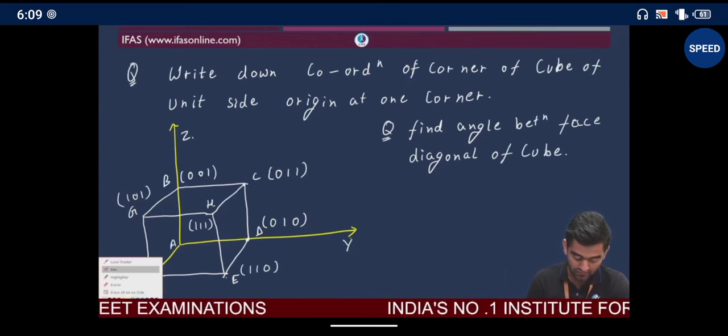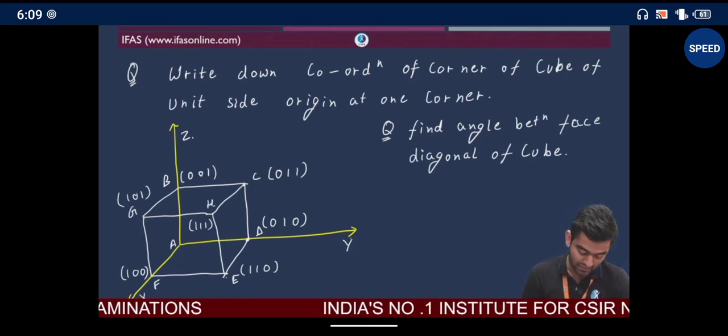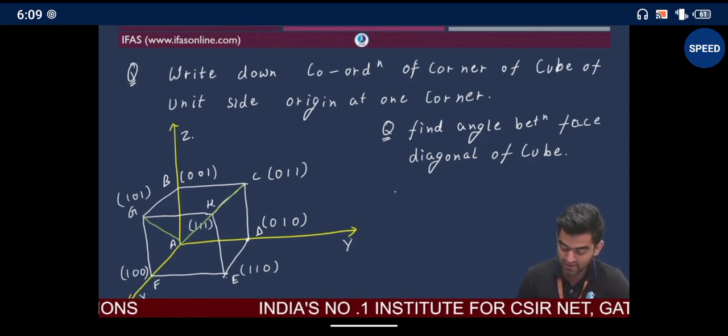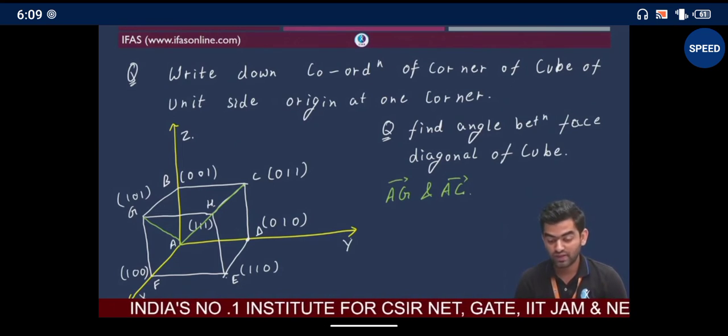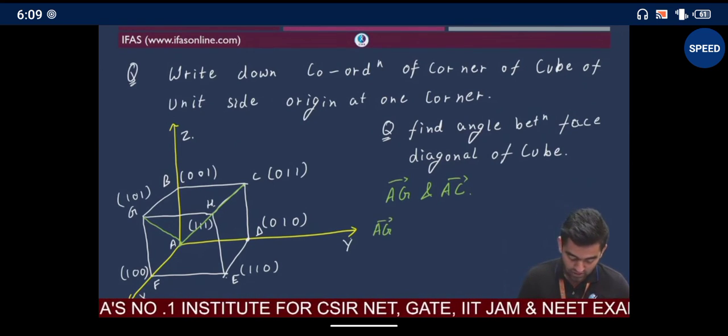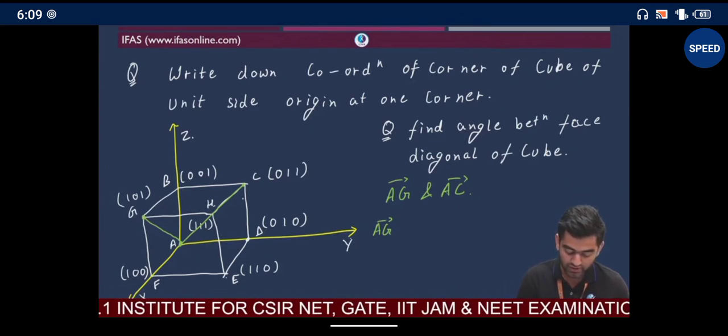How should we find the angle between the face diagonals? A face diagonal is basically the diagonal along the face. Let's say my first diagonal is this one and the second diagonal is this. So basically I have to find the angle between AG vector and AC vector. How can I find the angle between these? In order to calculate the AG vector, I simply need to subtract this point from this point, and for AC, this point from this point.